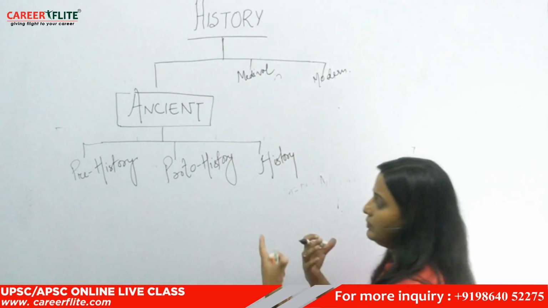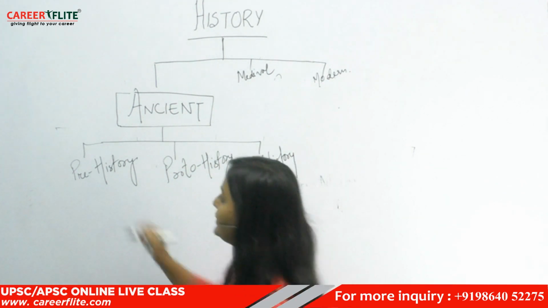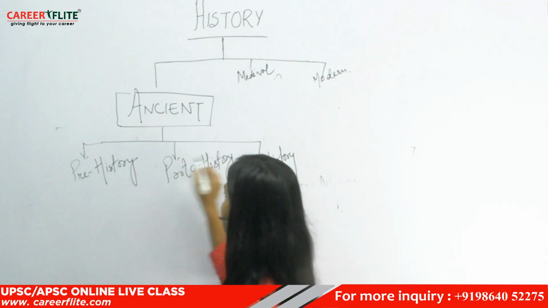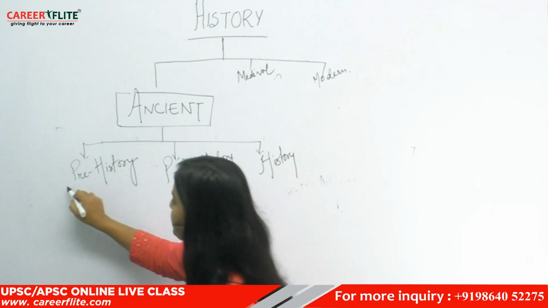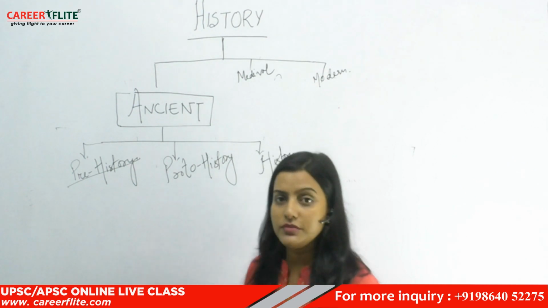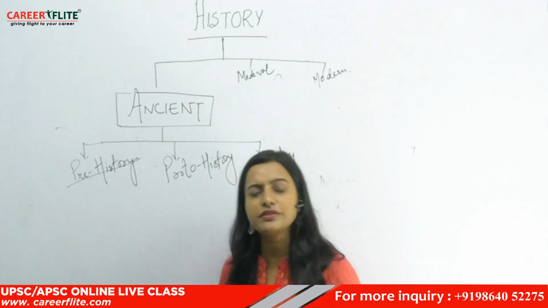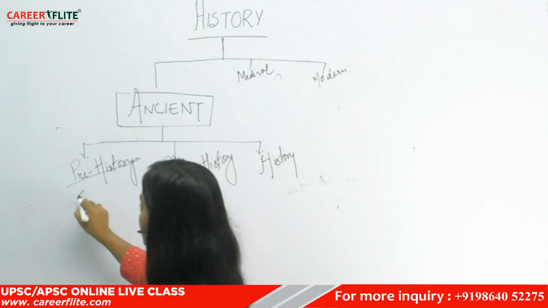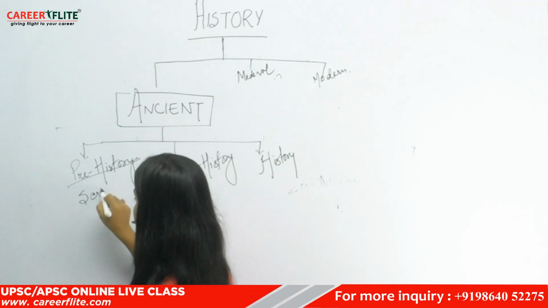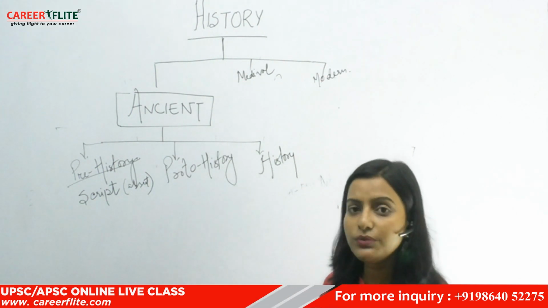Now, in order to understand all these stages, what we need to know is the exact difference between them. Prehistory is somewhere in the earliest times of history, whereby we do not find any kind of scripts, so therefore scripts were absent. Now, when there are no scripts, means what?